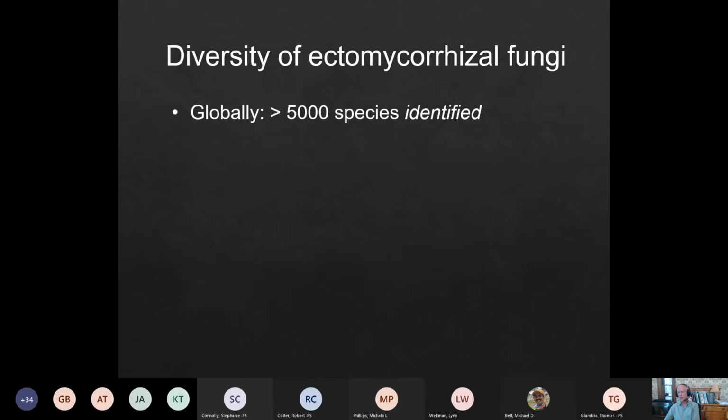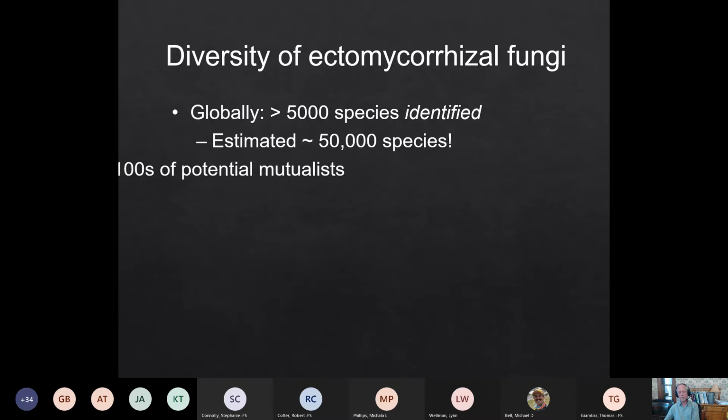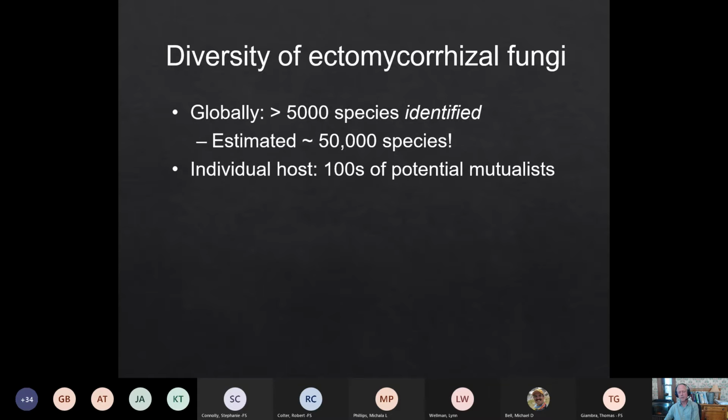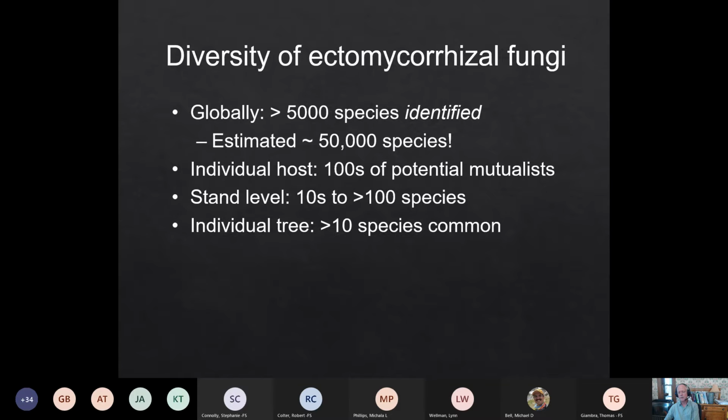Globally, there's over 5,000 species identified, an estimated 50,000 species worldwide, possibly more. One individual host can have hundreds of potential mutualists. One study estimated over 2,000 for Douglas fir. Stand level diversity can be from the tens to over 100 species of a single stand easily. And an individual tree can form a relationship with more than 10 species. That's not uncommon to find that if you trace roots from a tree, you find that many species almost.